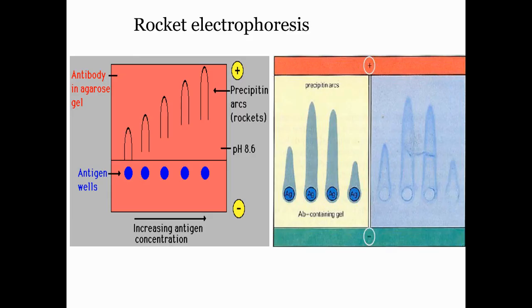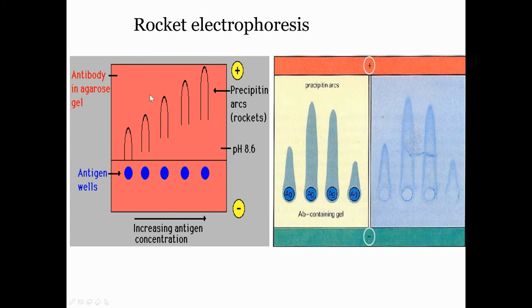Yeah, this is a diagram. Can you see that rocket-like diagram? That's why they gave the name rocket electrophoresis. This is the antibody in agarose gel, and this is the antigen in the wells. If the concentration of antigen is increased, what happens? The reactions will be more.